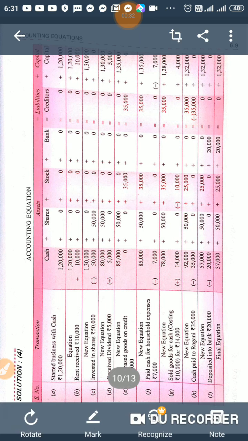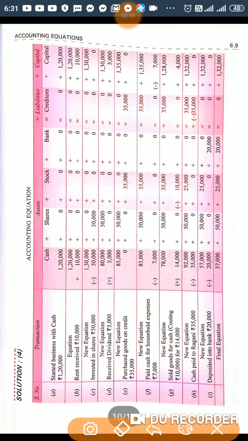Now I will tell you. So first of all, you will make a format in this way: horizontally, serial number, transaction, assets equal liabilities plus capital. Then first you read the first transaction: started business with cash. Now cash is involved and capital. So extreme left you write down cash, and extreme right you will write down capital. Why I'm saying extreme left and extreme right?